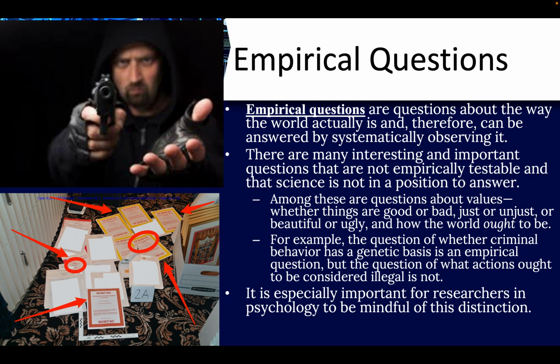For example, the question of whether criminal behavior has a genetic basis is an empirical question, but the question of what actions ought to be considered illegal is not. That is for the courts to decide, and it's not an empirical question. It is especially important for researchers in psychology to be mindful of this distinction between empirical questions and non-empirical questions.